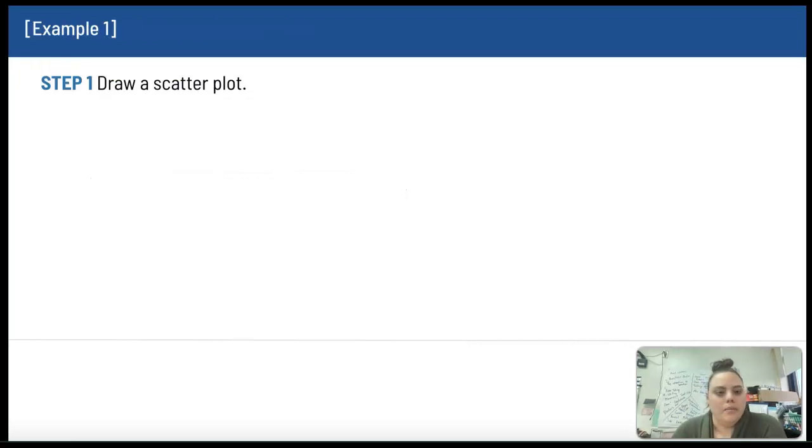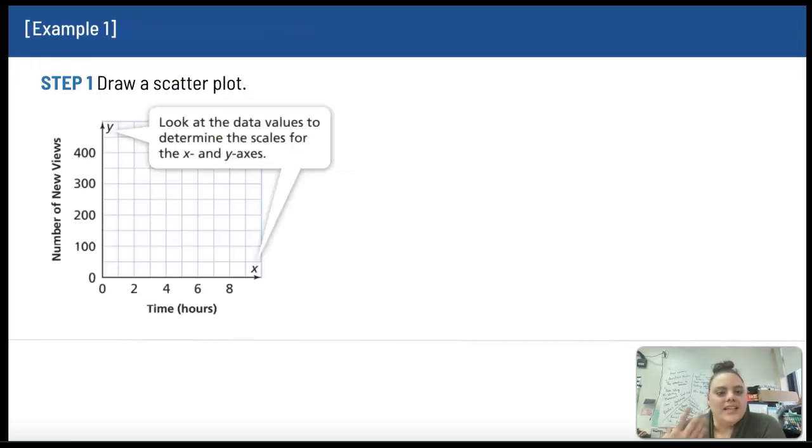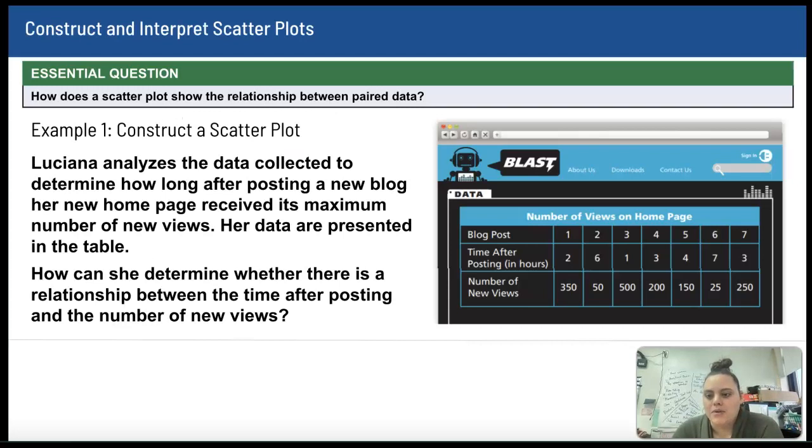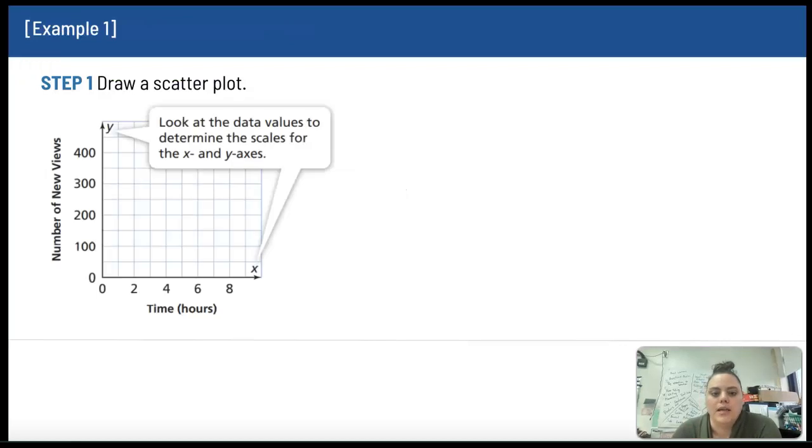Well, we can draw a scatter plot. We can label our axes with the number of views and the hours. So we look at the data values to determine that. We saw that the views go anywhere from 25 up to 500, so we want to be able to account for that in our y-axis. And our hours go anywhere from 1 hour to 7 hours, so we want to be able to account for that as well.